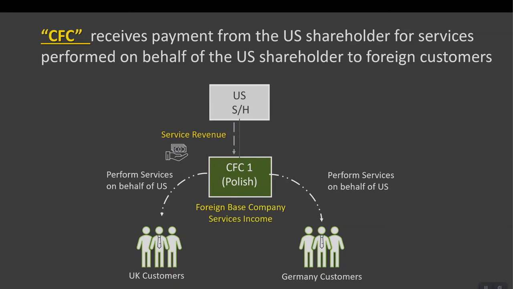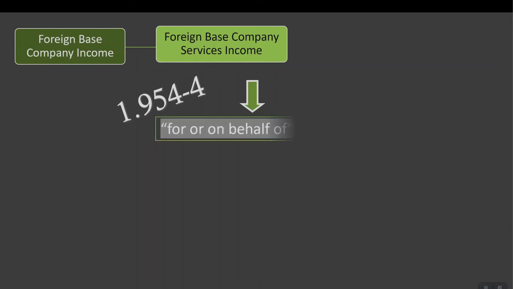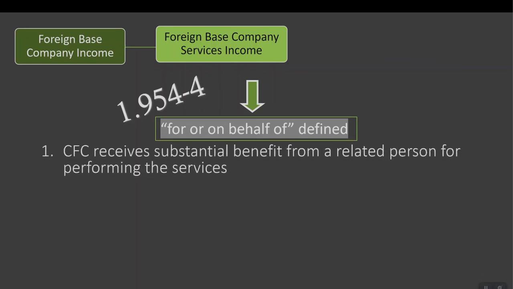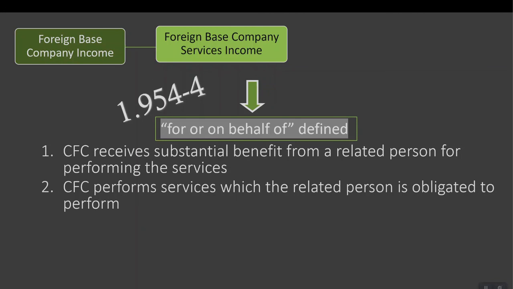It can be difficult to determine when services being performed by a CFC are for or on behalf of a related party. Section 1.954-4 in the regulations provides a variety of examples, all of which focus on the relationship between the CFC, the related party, and the customer. Who is providing the services and who is obligated? The regulation specifically notes certain transactions as being for or on behalf of a related party. Transactions include the CFC received substantial benefit from a related party for performing such services. In this instance, they're being compensated for services performed on behalf of that related party. The CFC performs services which a related person is or has been obligated to perform. In other words, the CFC is taking care of an obligation for the related person.